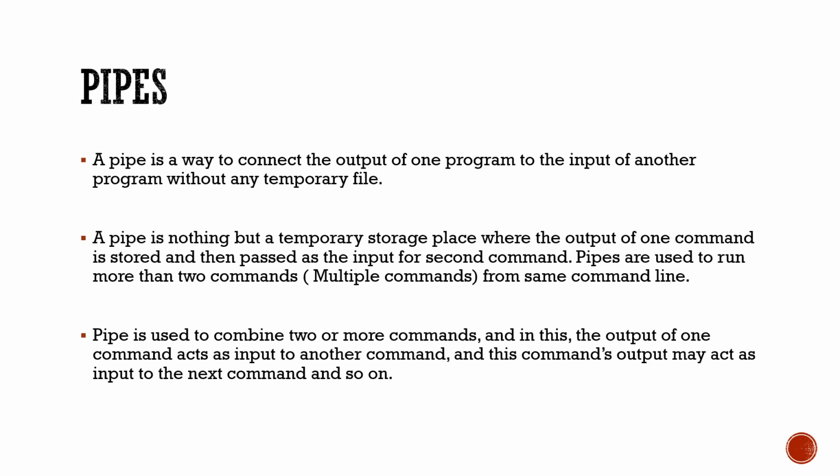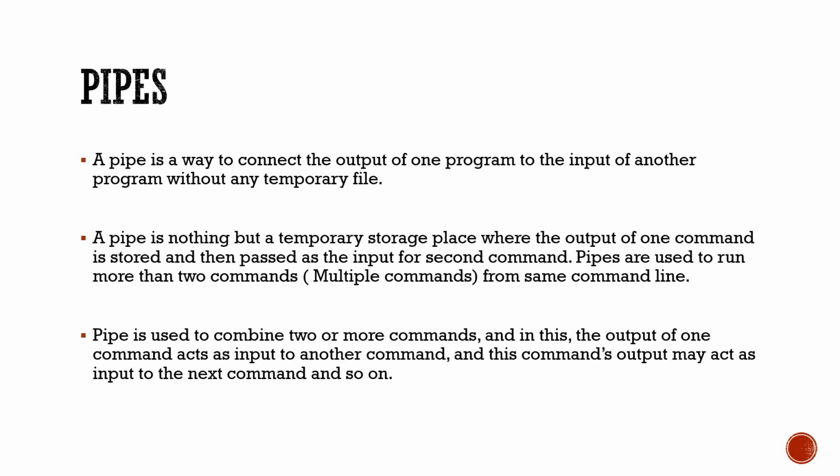First of all, what is a pipe? A pipe is a way to connect the output of one program to the input of another program without any temporary file. A pipe is nothing but a temporary storage place where the output of one command is stored and then passed as the input of the second command.